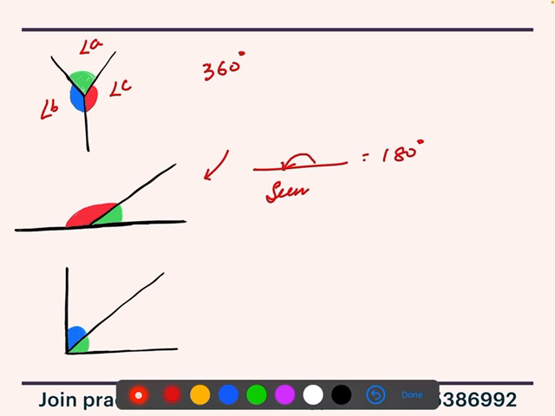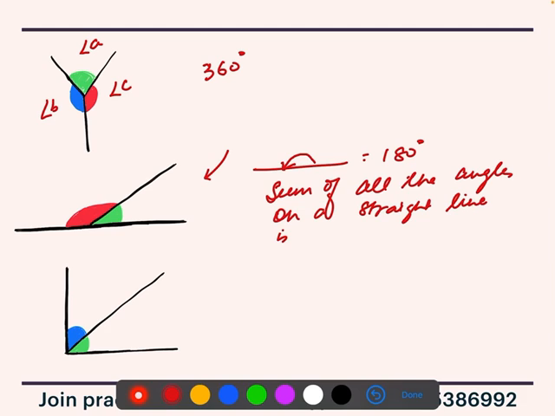I'll write over here, sum of all the angles on a straight line is 180 degree. Now since there are only two angles over here, it's a pair. There can be more angles obviously, but if it is a pair, we'll call it a linear pair. A pair whose sum is 180 degrees.